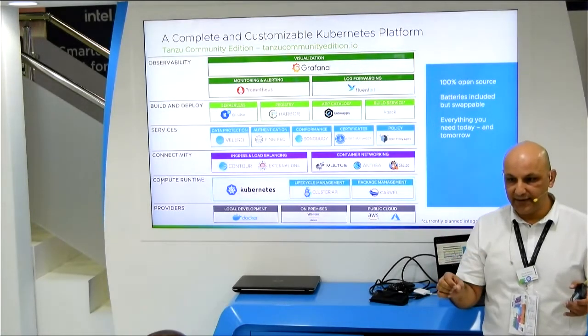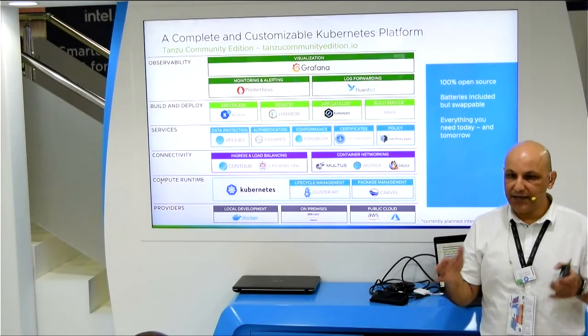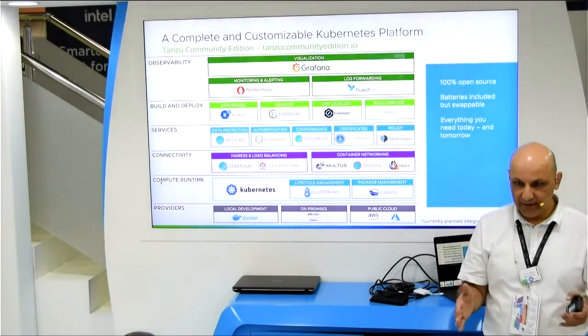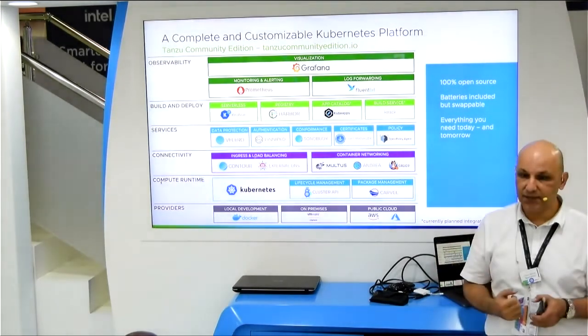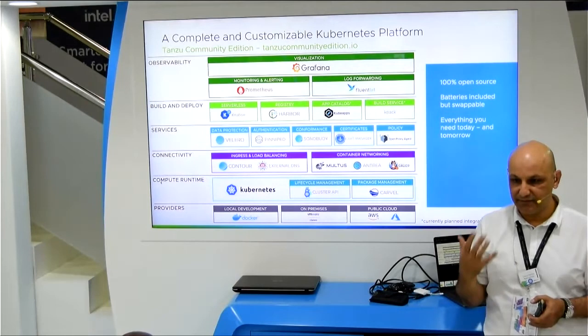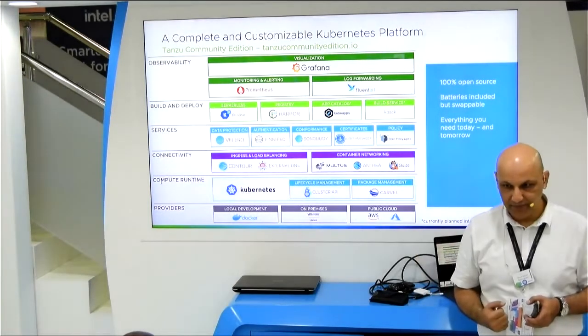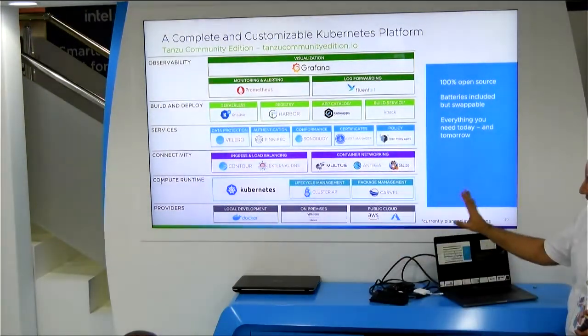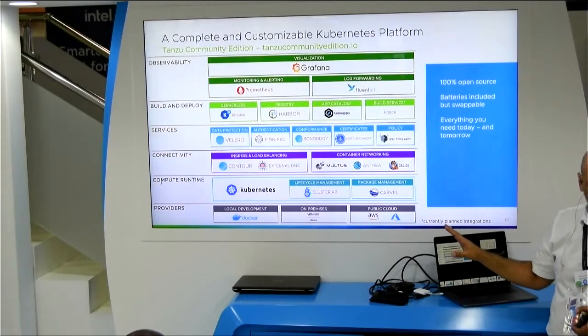If you decide that you're going to put it into production and you need support for it, then you can go for one of the commercial editions of Tanzu Kubernetes Grid. So there's basic, standard, or advanced, right? But you can get started with this today with all of this open source software.